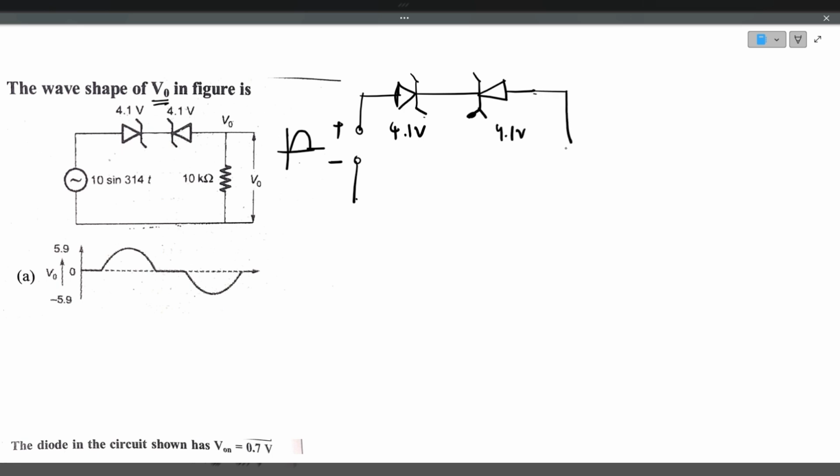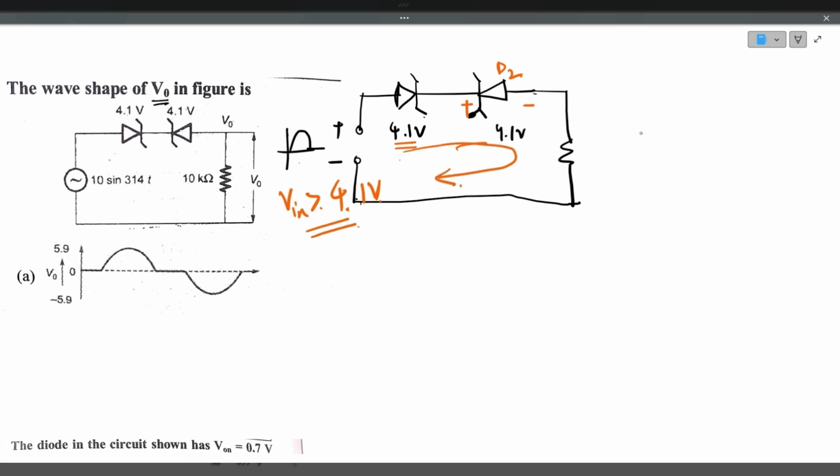So, for the current to flow during the positive half cycle, the input voltage must be greater than the forward voltage drop across this. We'll neglect the forward voltage drop. We'll consider only the reverse voltage. So, input voltage must be greater than 4.1 volt because this diode D2, Zener diode D2, should enter the breakdown region for the current to flow. So if input voltage is greater than 4.1 volt, only then the current flows. Otherwise, current does not flow. So the output remains 0 till input reaches 4.1 volt. Once input crosses 4.1 volt, output will be there.